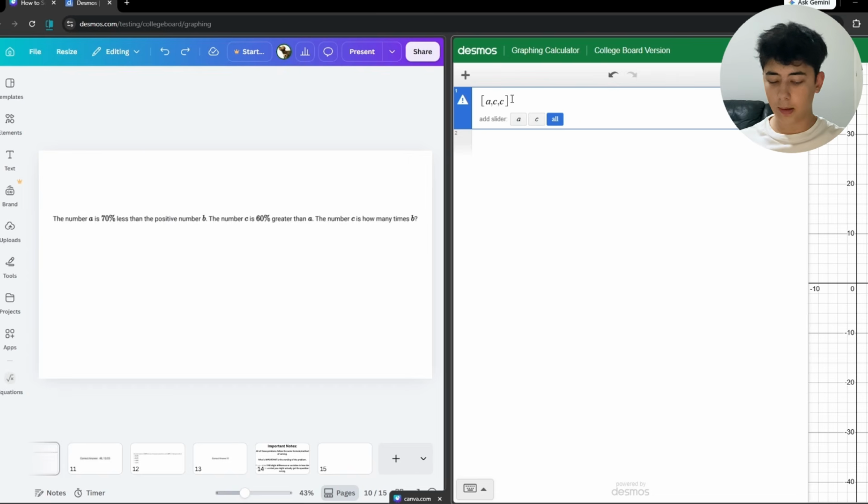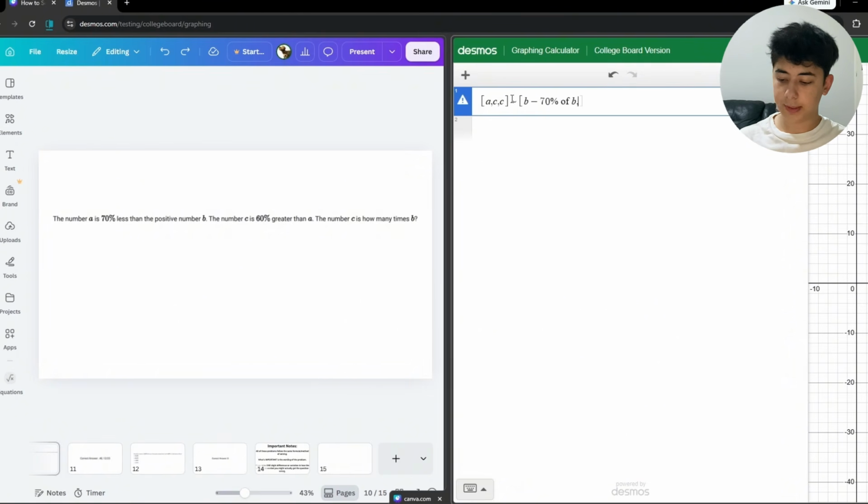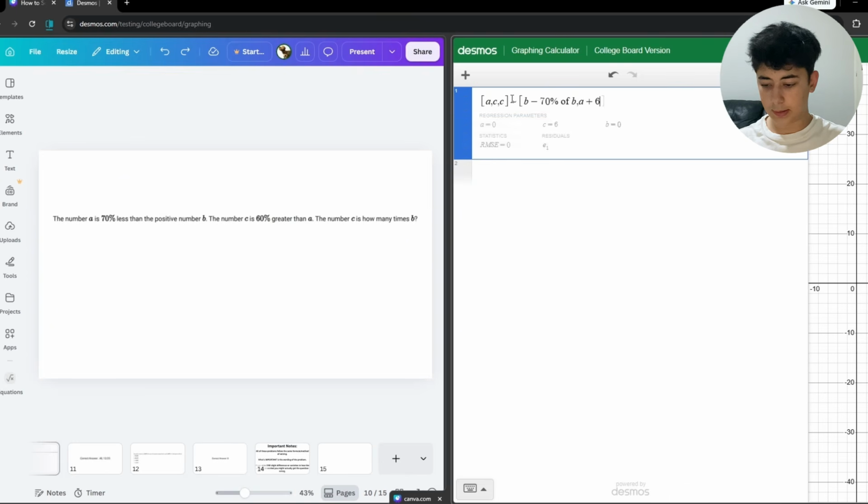of the regression. However, on the right side, you're going to think, okay, A is 70% less than B, so that means A must be equal to B minus 70% of B. And then C is 60% greater than A, so C is equal to A plus 60% of A. And then they're asking you C is how many times B, so you're going to write B multiplied by B. And you're going to get the answer here, which is P is equal to 0.48.